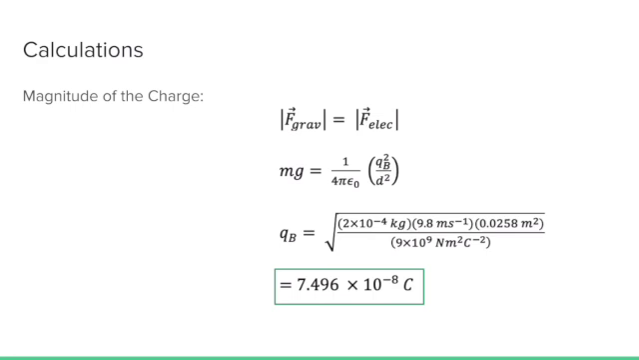And these are a few additional calculations. This is the calculations for the charge of the magnitude of B, and you can see here that when you set the gravitational force equal to the electric force, that you can then solve for the magnitude of B.